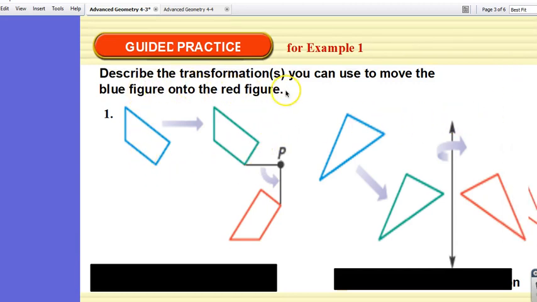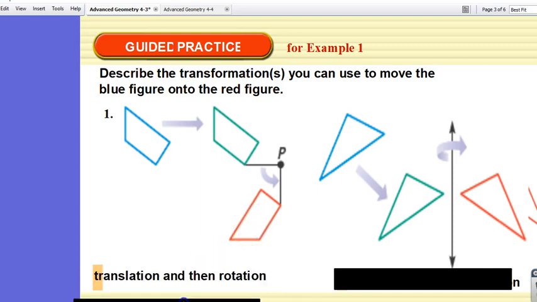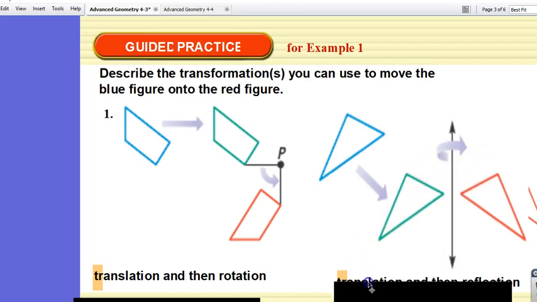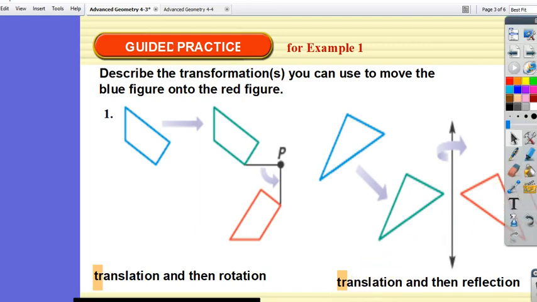All right, so describe the transformations you can use to move the blue figure to the red figure. So first, translation to the right, then about approximately a 90-degree rotation counterclockwise about point P. How about here? A translation down and to the right, right? You can say a translation down and to the right, and then a reflection across the vertical line. So translation down and to the right, then a reflection across the vertical line.